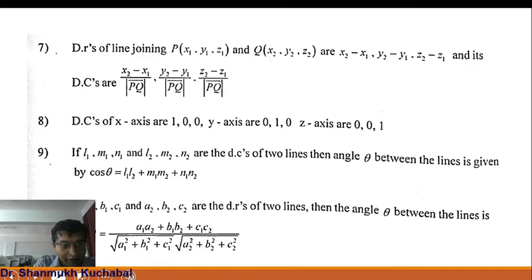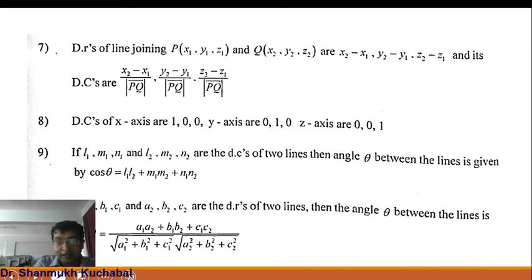Next point, direction cosines of the x-axis means it will lie on the x-axis. The x coordinate is 1, then the y coordinate we have to take as 0 and the z coordinate as 0. You have to remember this point, very important. Direction cosines of the x-axis, because it is lying on the x coordinate, so the x coordinate is taken as 1 and the y and z coordinates we have to take as 0.